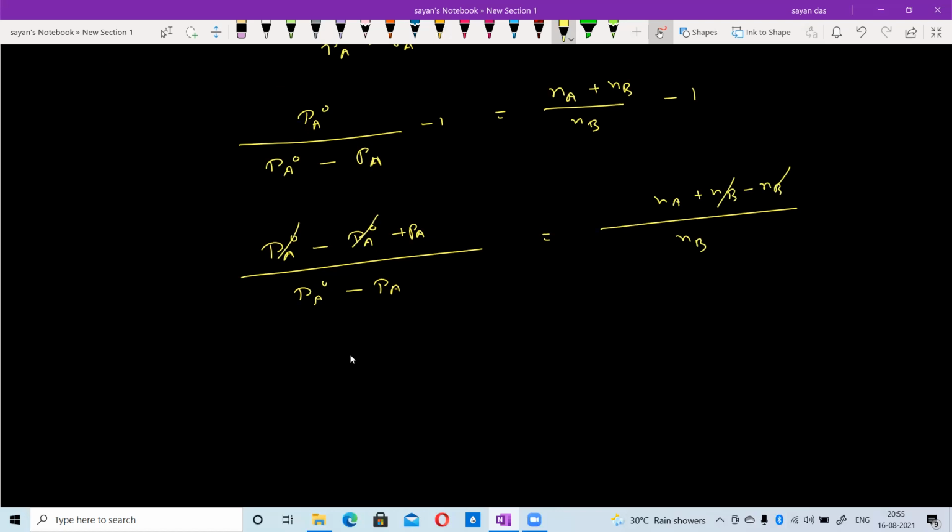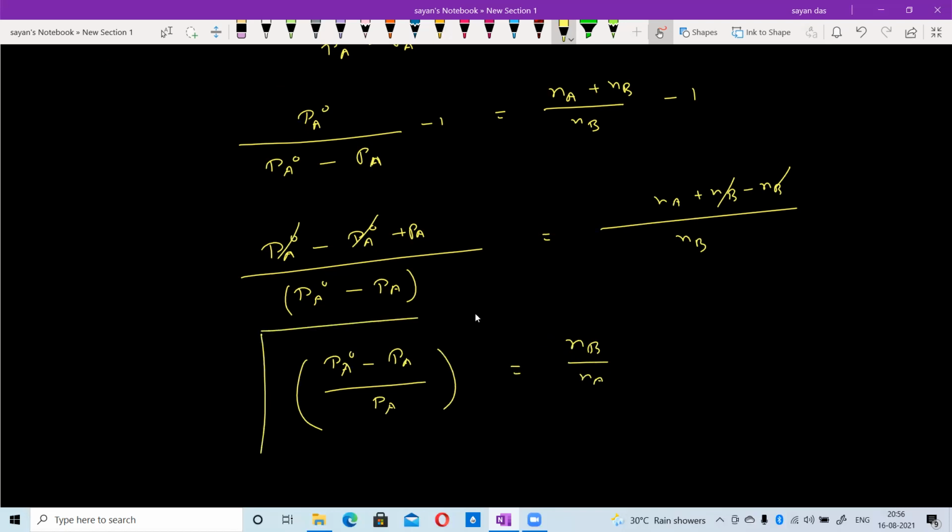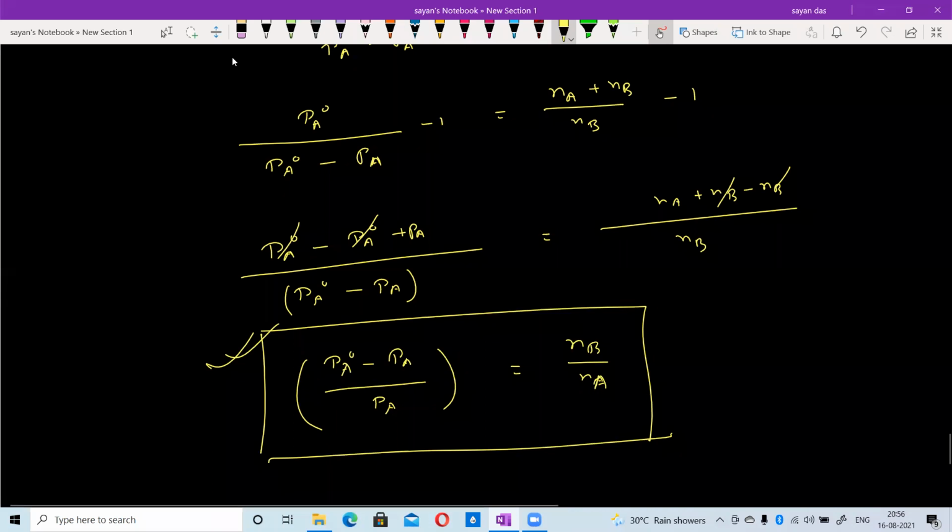So from here, just reversing all the stuff, the lower one becomes upper and the upper one becomes lower, you get another formula, which equals NB by NA. The derivation is already completed in Raoult's law; again I am explaining this stuff. Now, what is NB? Number of moles of solute. What is NA? Number of moles of solvent. What is PA naught? Vapor pressure of pure solvent.